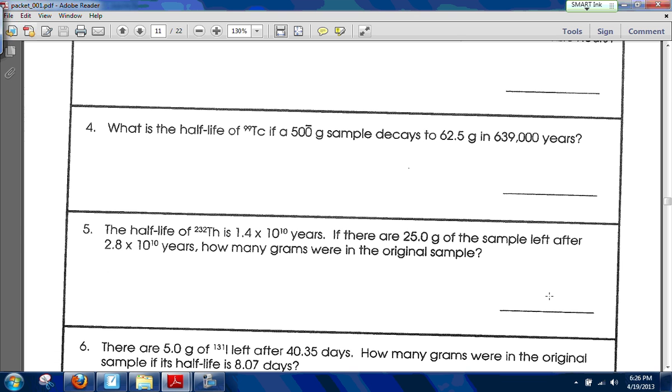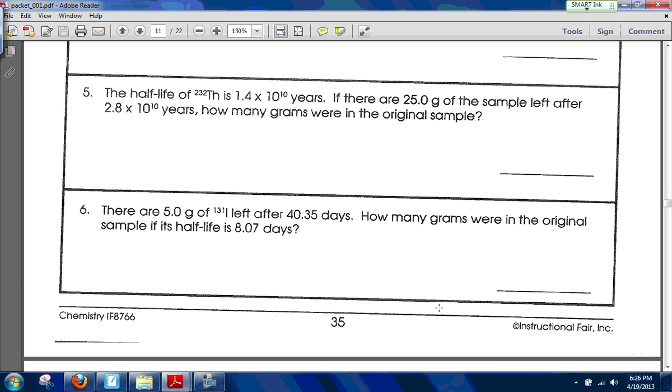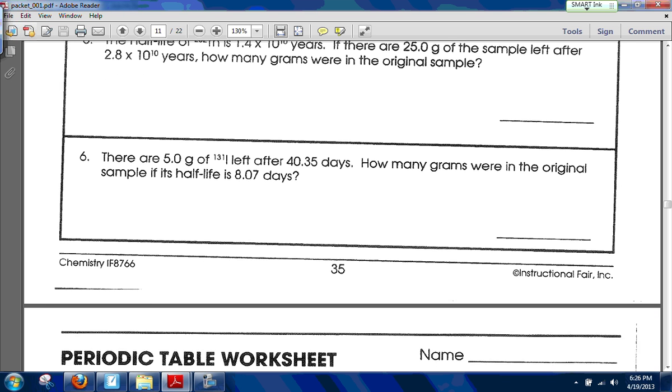So we're going to do the same type of thing. Just multiply by 1/2 until you get 62.5. Number 5, half-life. 250 grams left. How many grams were in the original sample? You're just working backwards. Shouldn't be too bad.